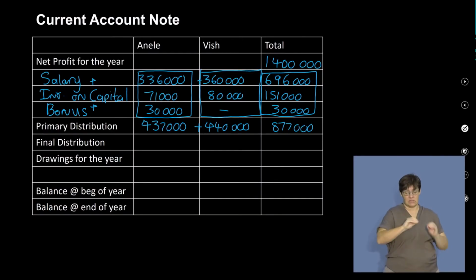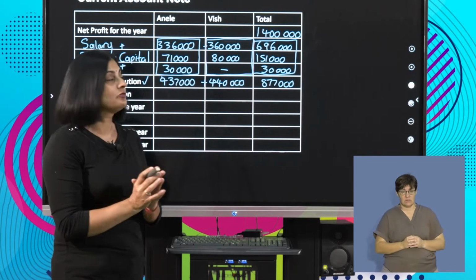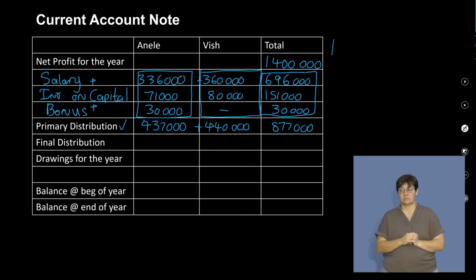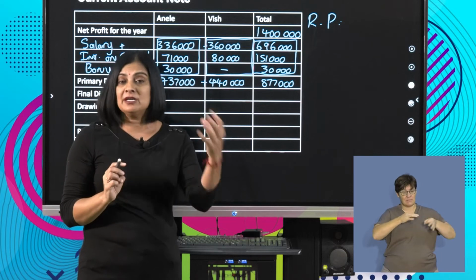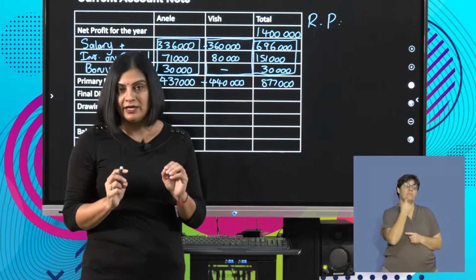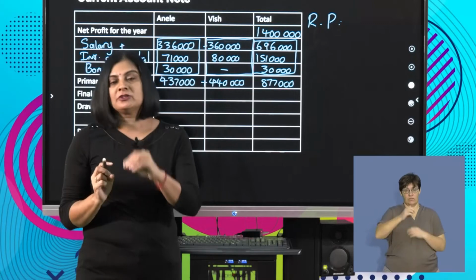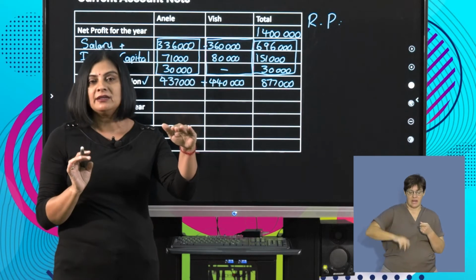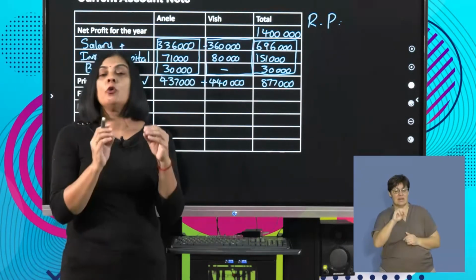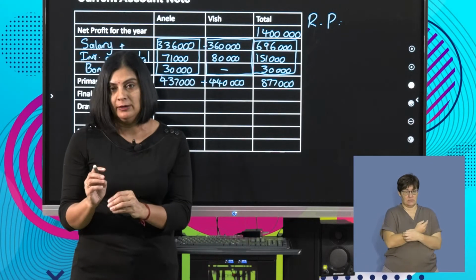So primary distribution is now sorted. Let's now look at final distribution. Now, the word final distribution refers to your remaining profits. Now, again, guys, I explained this in the previous lesson, but if you've forgotten, let's do a quick recap. Net profit for the year is 1,400,000. We all know that. Net profit, all my income minus my expenses. What is my net profit for the year?